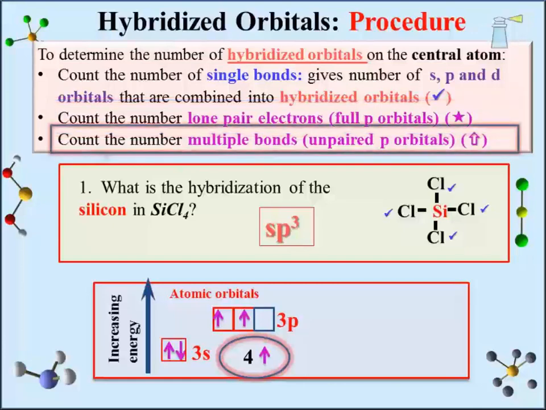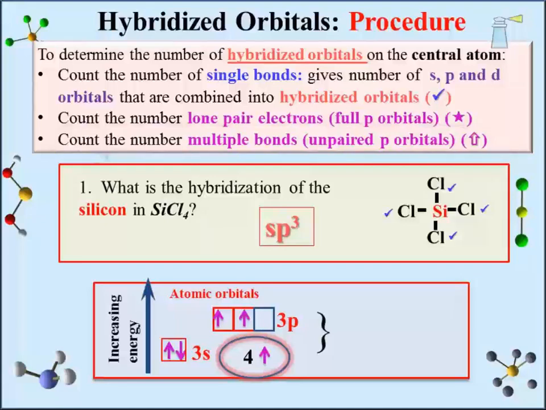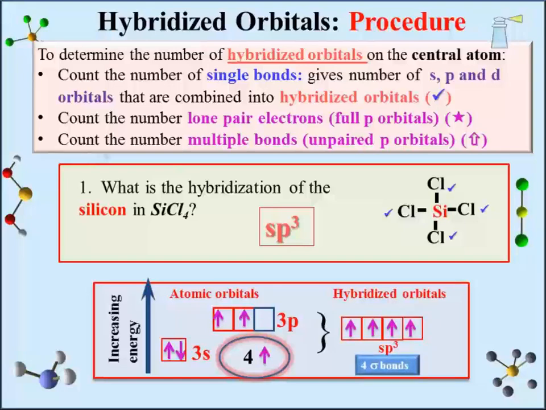Silicon does not make any multiple bonds. There will be no p orbitals with a single unpaired electron. That leaves these 4 basic orbitals to be used to make the 4 sp3 equal energy orbitals. The 4 valence electrons of silicon can be added 1 per orbital. These 4 sp3 orbitals can form 4 sigma bonds, which is what is needed in this molecule.